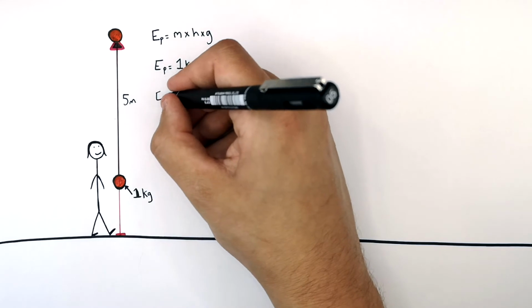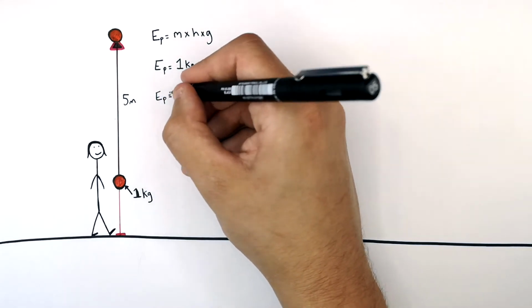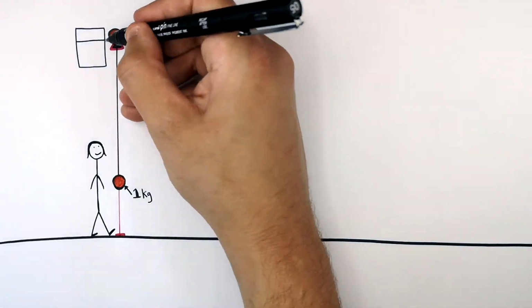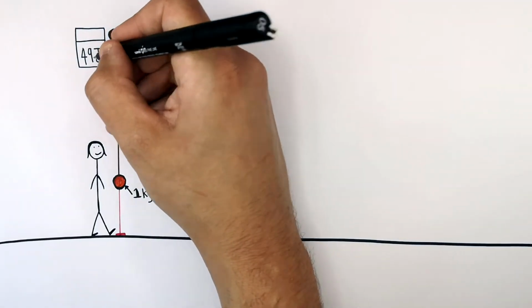So the energy stored in the gravitational potential energy store of the ball is 49 joules. There is 49 joules stored in the gravitational potential energy store of the ball.